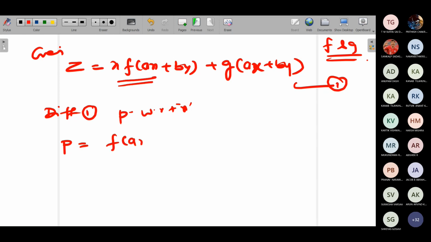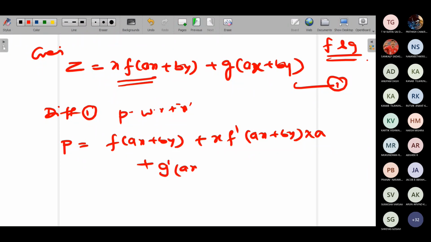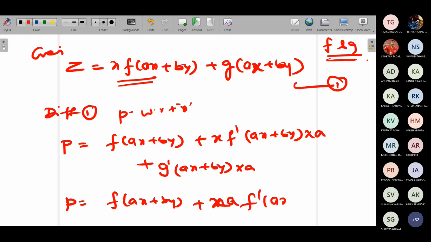So you'll get f of ax plus by. The second term will be x into f dash of ax plus by into a. Then what will be the third term? The third term will be g dash of ax plus by into a. So you can rewrite this. Your p will be equal to f of ax plus by plus x into a into f dash of ax plus by, then a into g dash of ax plus by. Take this as equation number 2.